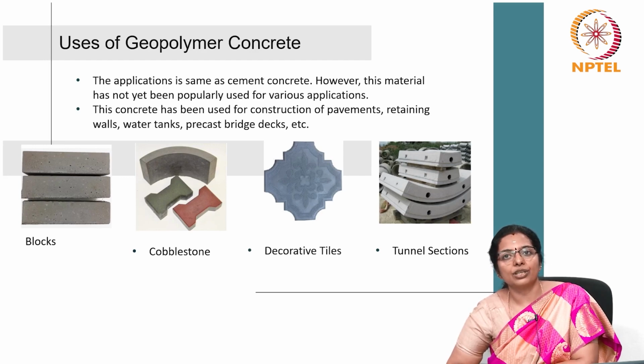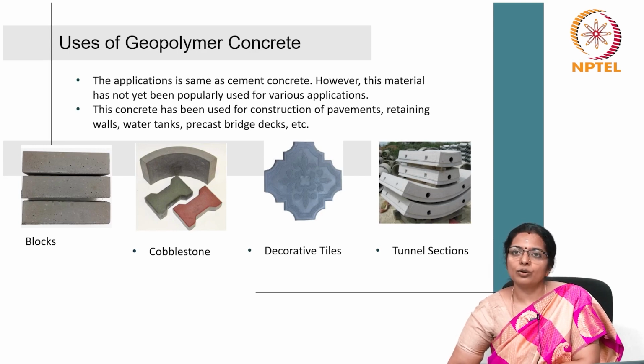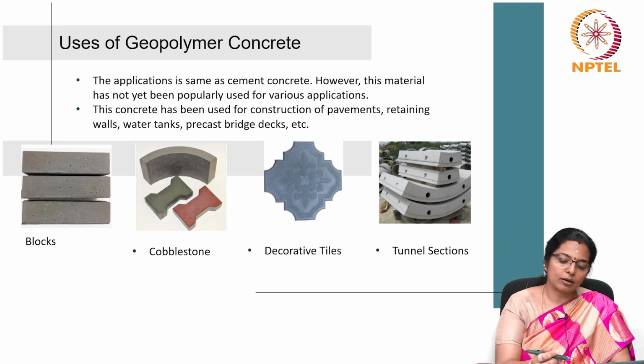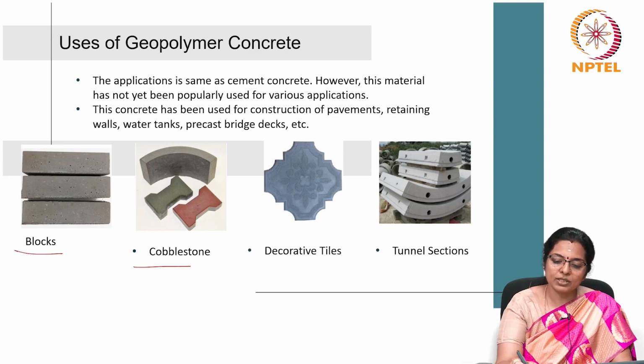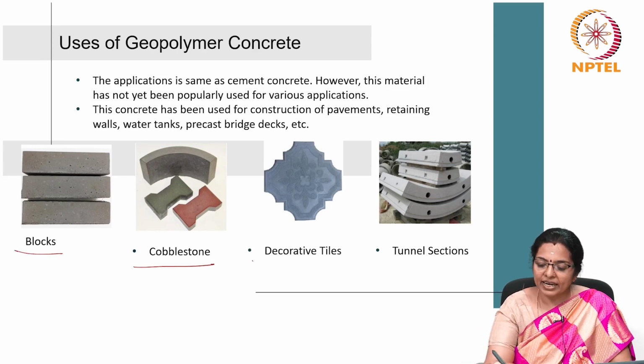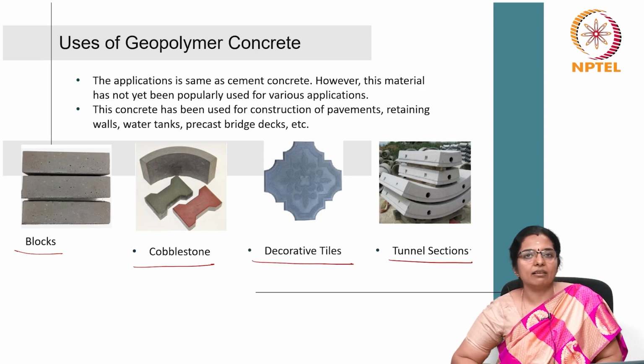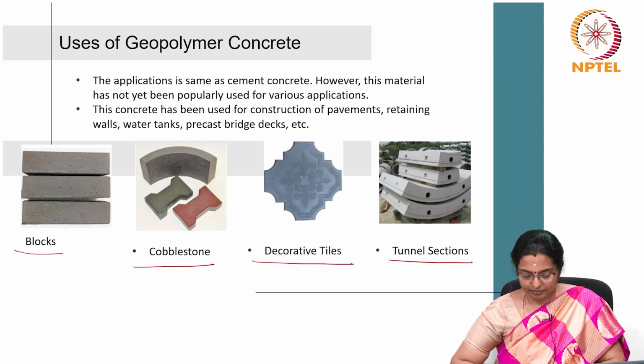Limitations related to the acceptance of this material in the construction field are the high cost of alkaline solution, which depends on its alkali content. The mixing method prior to use, which takes 24 hours to prepare the alkaline solution. Some health hazards due to the high alkalinity environment, and the brittle behavior of GPC could also be an issue. As of now, it can be used to make blocks for cobblestone pavements, decorative tiles, and as tunnel sections which can be combined to make a large circular section.